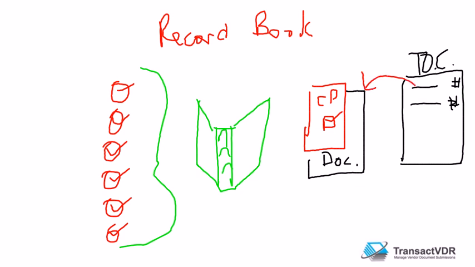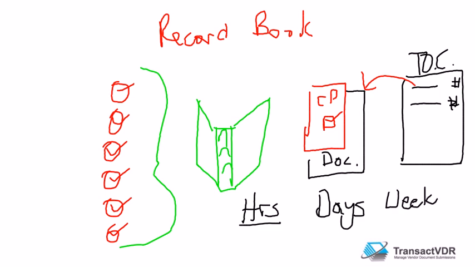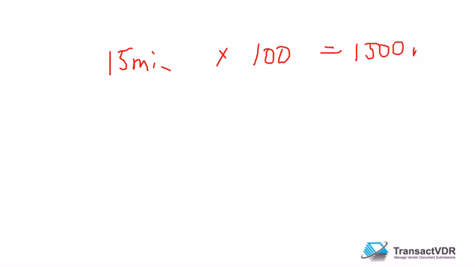If you talk to your project team, you'll know that in the best case, this project takes hours, and often it can stretch into days or weeks depending on the size of the project. When we look at the original review of all of the time that TransactVDR can save you, if we look at about a 15-minute per document time times 100 documents, we look at about 1,500 minutes or 25 hours.